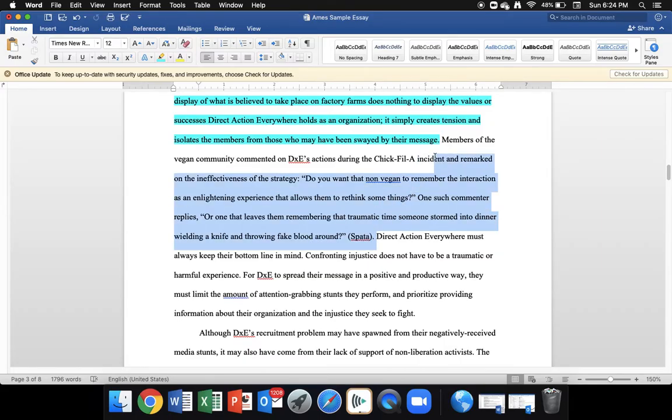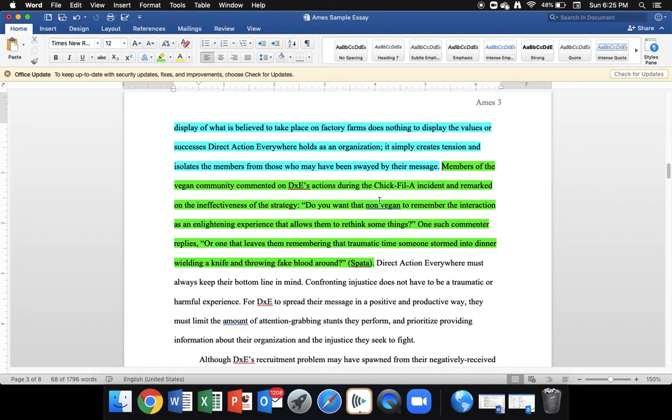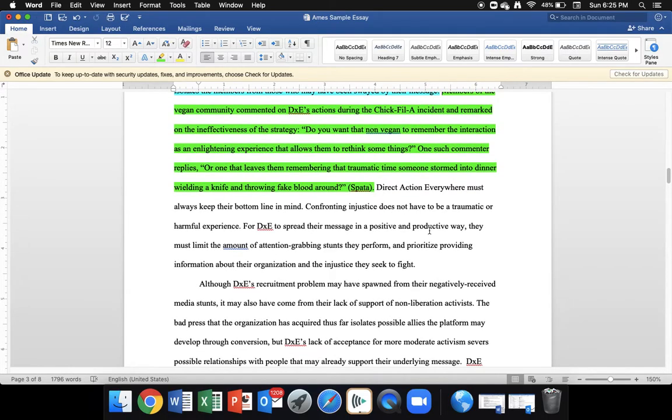So this concrete detail helps to establish further that their message isn't getting through, and it just solidifies that Sydney is probably right, that they should not do demonstrations quite like that.